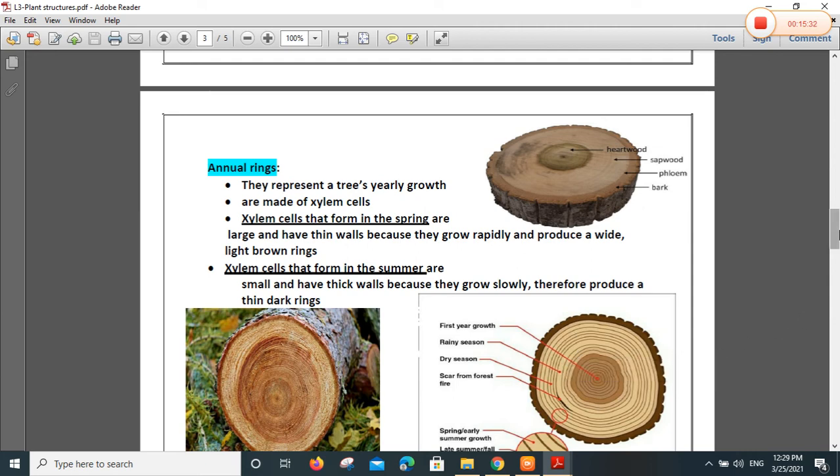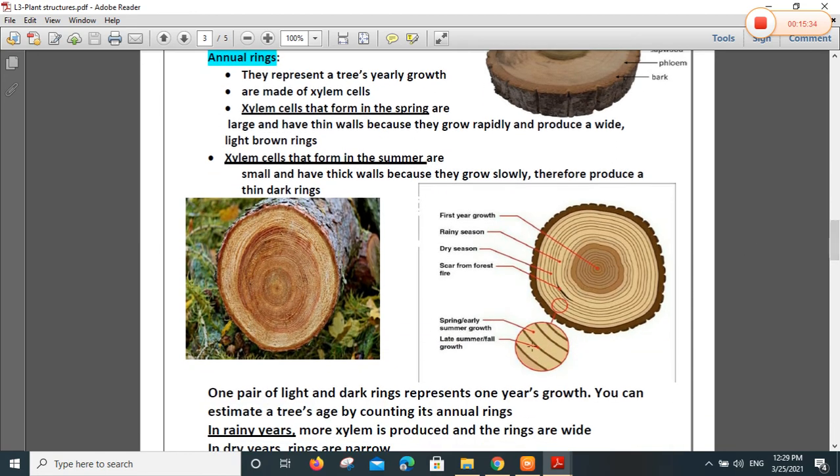Second, look at the magnified one. Spring wood is wide. See this distance, it is wide. This is early spring growth, wide and light brown. Look at the light color. This is the wide, light colored one.